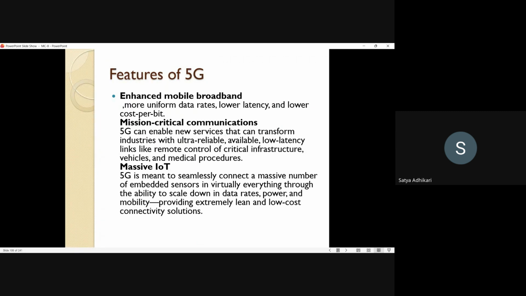So you know that nowadays 5G technology is used for massive IoT. 5G is meant to seamlessly connect a massive number of embedded sensors in virtually everything through the ability to scale down the data rates, power, and mobility, providing extremely lean and low cost connectivity solutions.